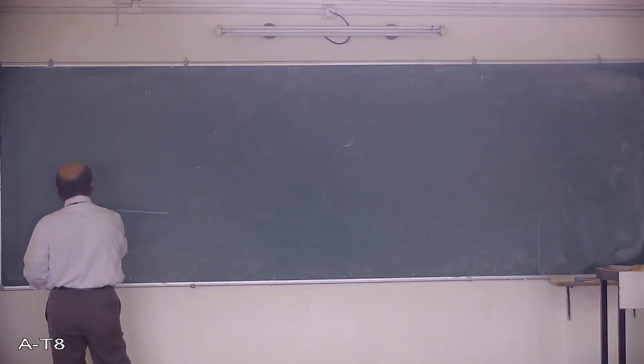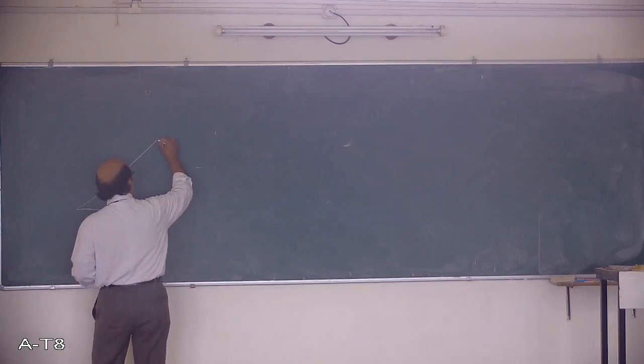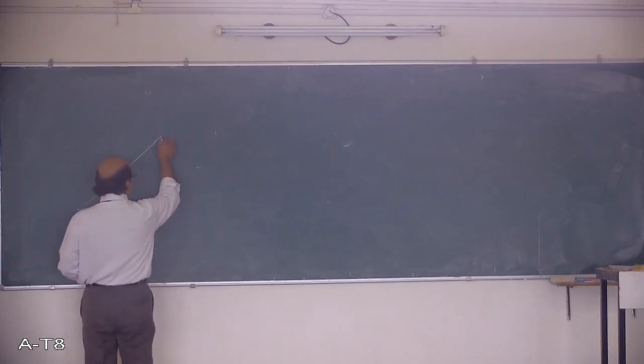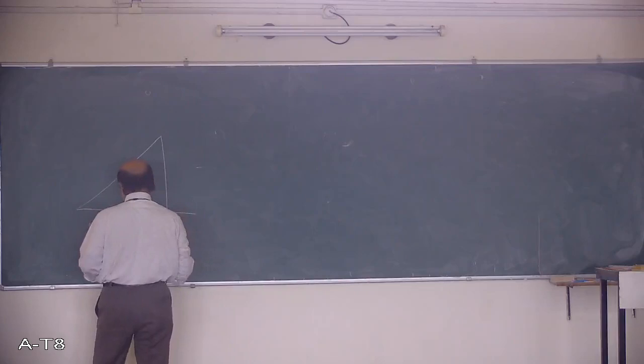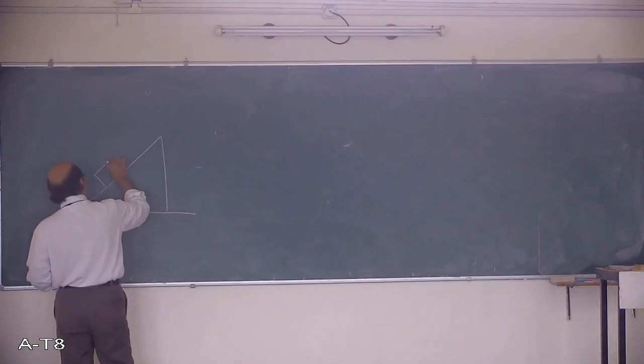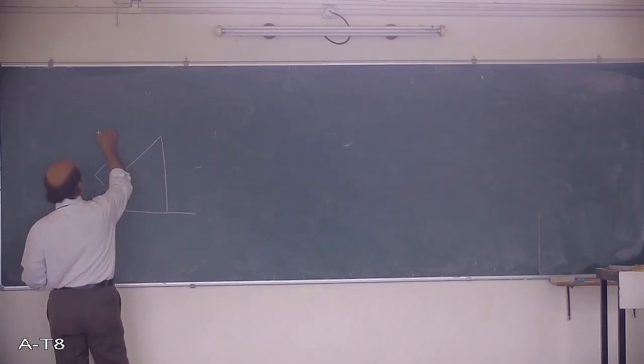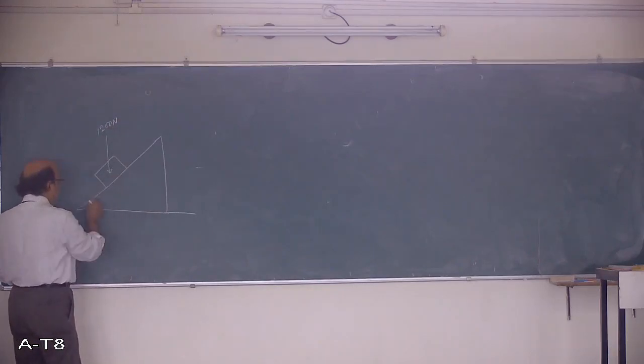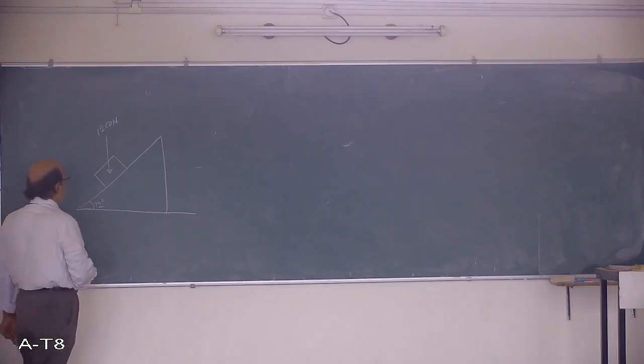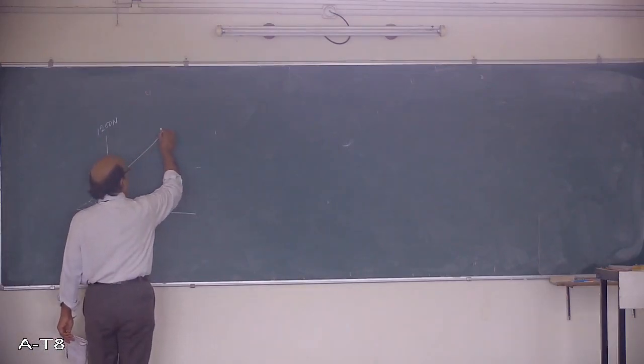This is a horizontal plane, and this is an inclined plane, and then there is a block of 1200 Newton here. Its weight is acting downwards. This is a block on a slope, which makes an angle of 12 degrees, and there is a frictionless pulley tied here.